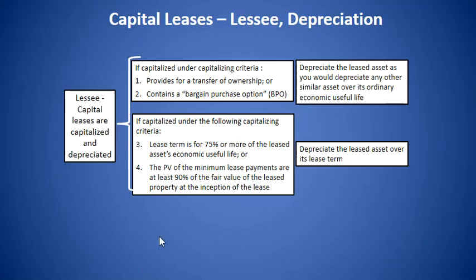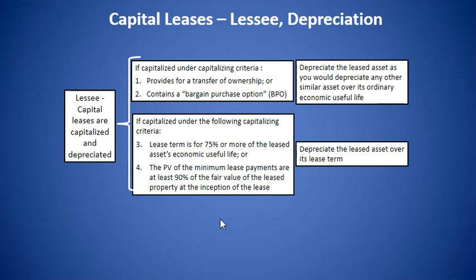And the rules are relatively simple. Basically, if a capital lease is capitalized under the criteria of providing a transfer of ownership or containing a bargain purchase option, in other words, one of the first two of the four criteria, you would depreciate the leased asset as you would depreciate any other similar asset, over its ordinary economic useful life.